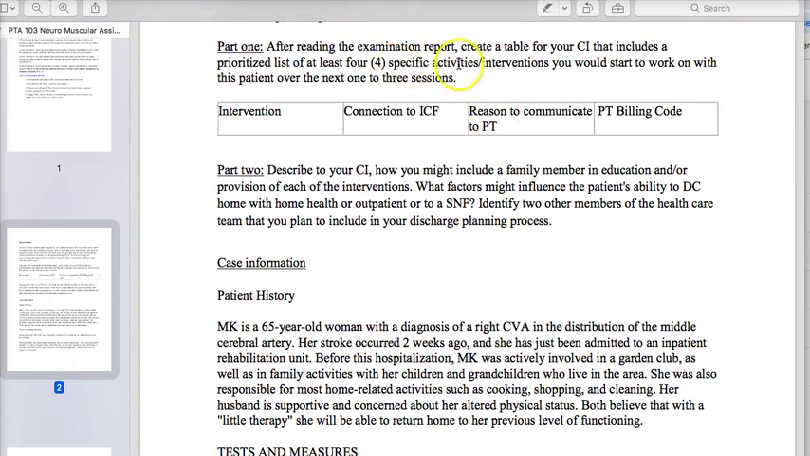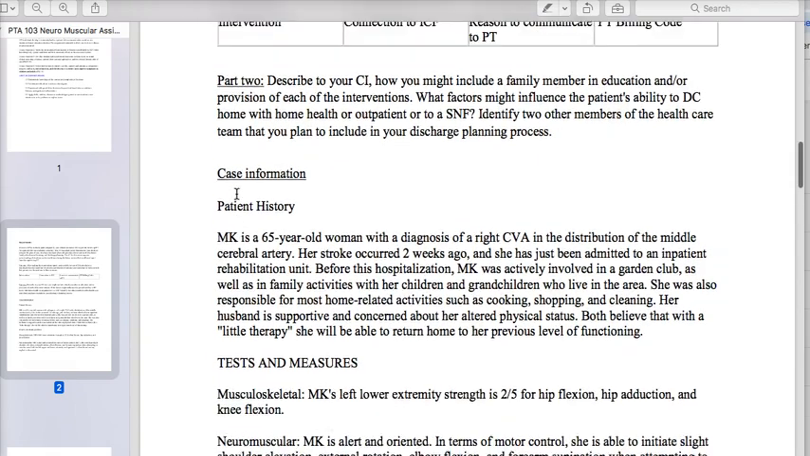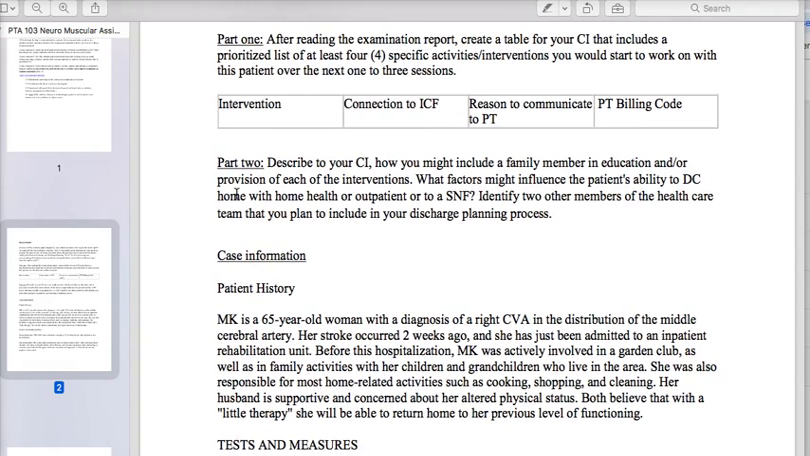So you're going to pick at least 4 interventions. And I'm not looking for day 1, day 2, day 3. No, I'm looking for specific interventions that you would use in the potentially 3 treatment sessions of an hour. Okay, so that's what you're going to be thinking about.